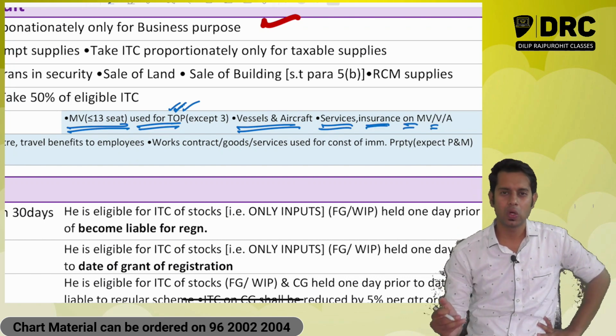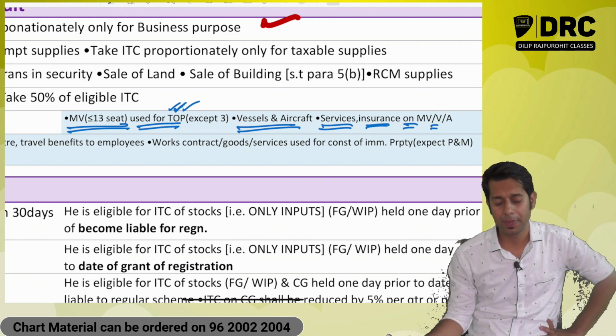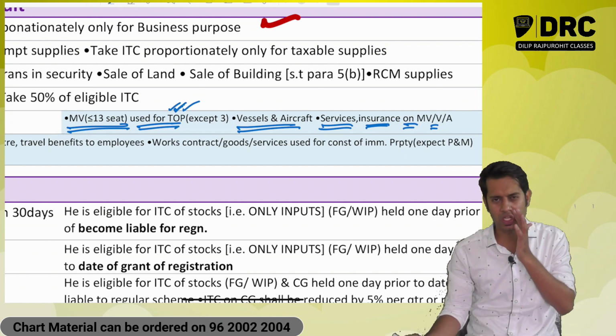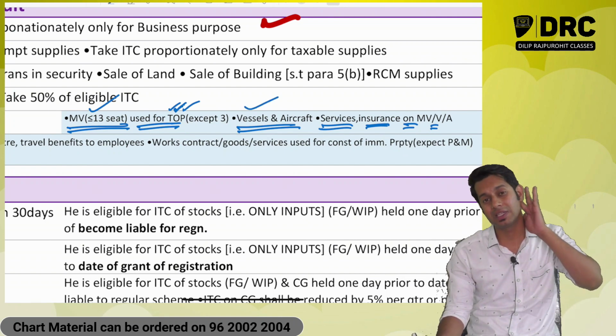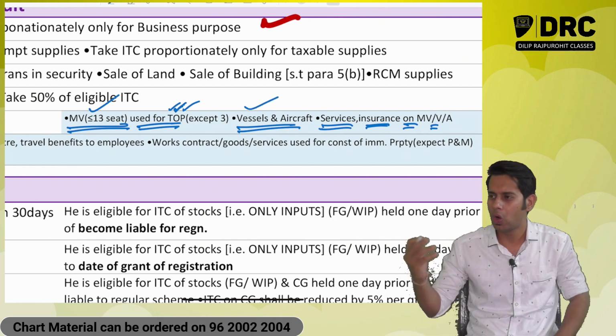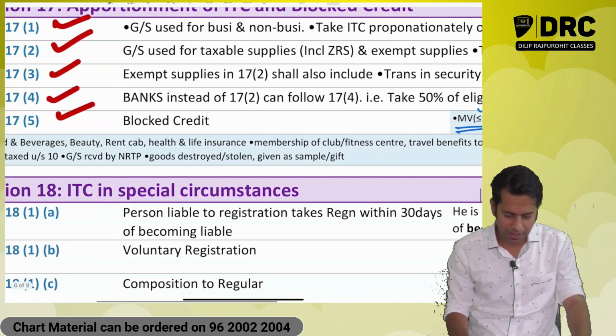Sir, can I take input tax credit on insurance, service cost and repairs of motor vehicle, vessels and aircraft? Answer is no, it is blocked. However, if you are allowed to take input tax credit at the time of purchase of motor vehicle, vessels and aircraft, then ITC will be allowed on the service cost also, repairs and maintenance also.